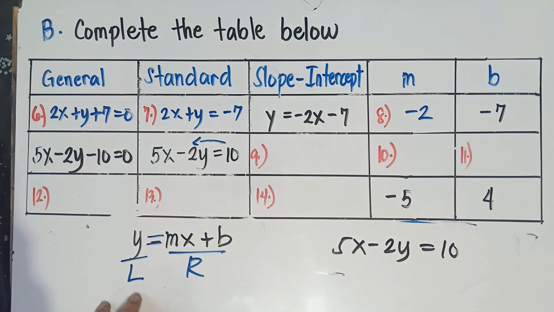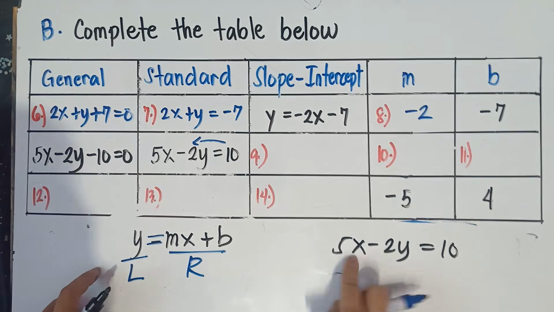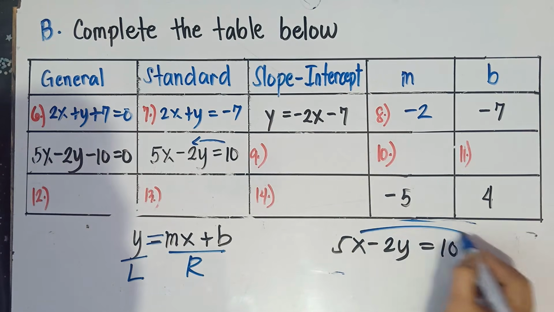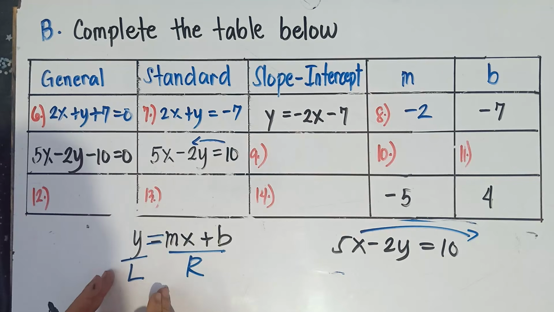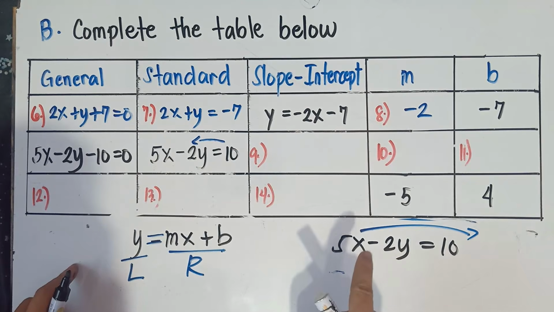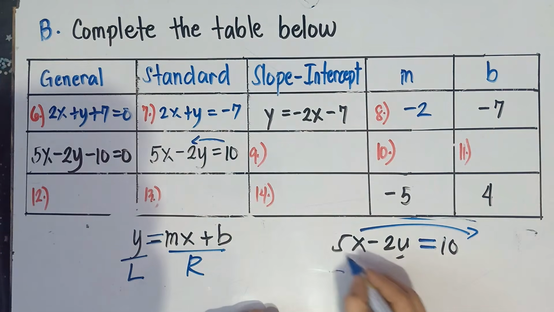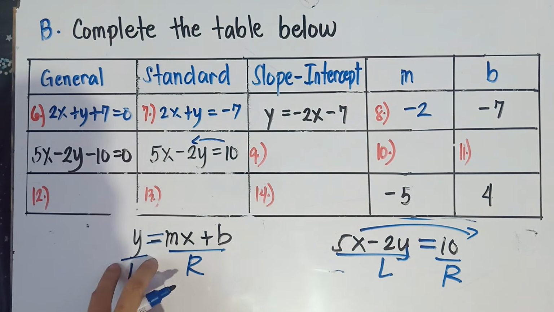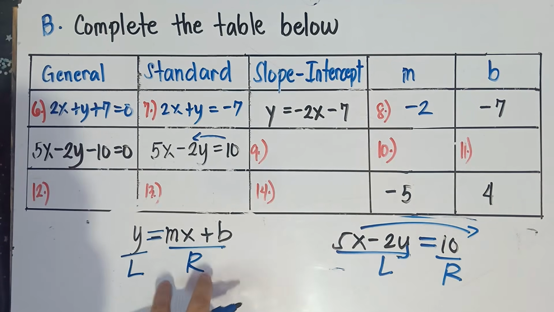Now, since we need to follow this format, on the left side, that's only y. Now, since we have 5x minus 2y, therefore, class, we need to transpose 5x from left to right. Question, why is that, sir? Because in the slope-intercept form, the left side, class, that's only y. Now, since we have 5x, we need to transpose this 5x from left to right. Once again, class, this is the equal sign. This is left. This is right. Now, on the left side, class, that's only y. So, therefore, we need to transpose this 5x from left to right. We need to follow this format, class.